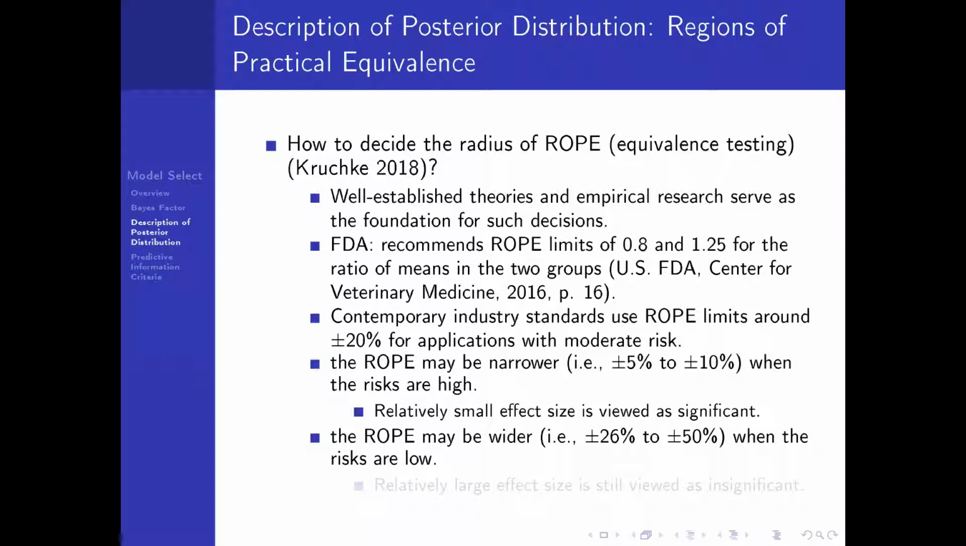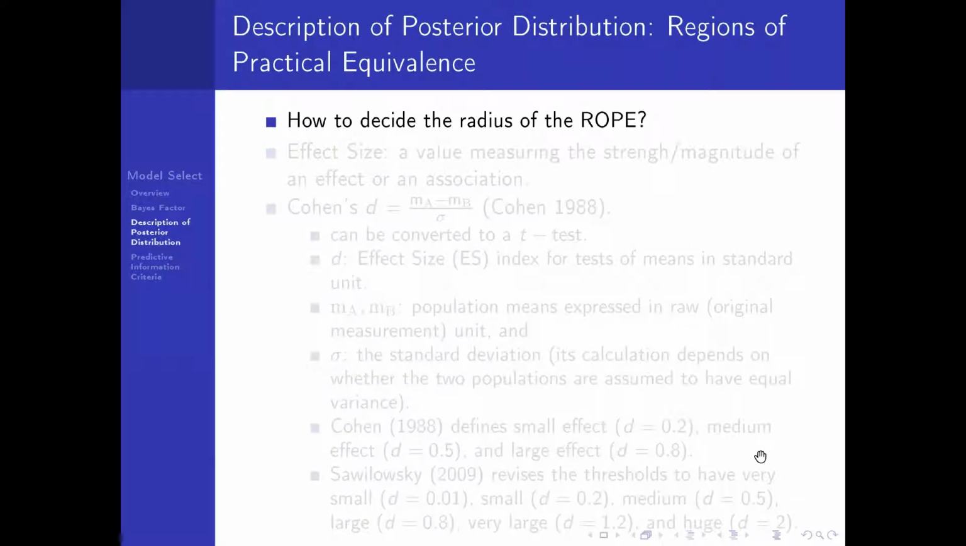And the ROPE might be wider, like plus minus 26% to 50%, when the risks are low. It is a relatively large effect size. It's still viewed as not that big of a deal, not that insignificant, not that significant. Okay, so it varies. You can see that. Well, how to decide the radius of the ROPE?